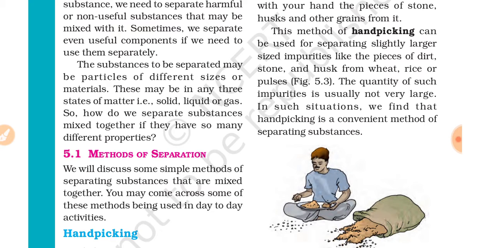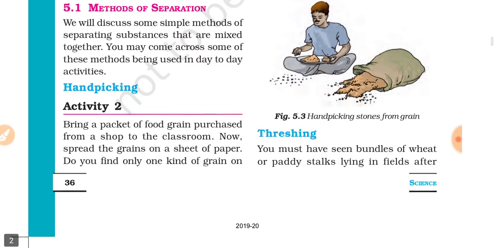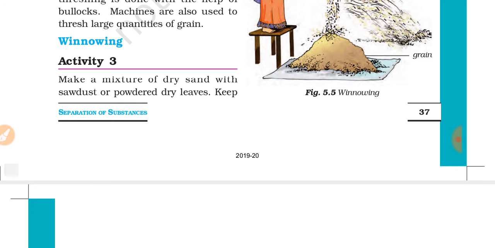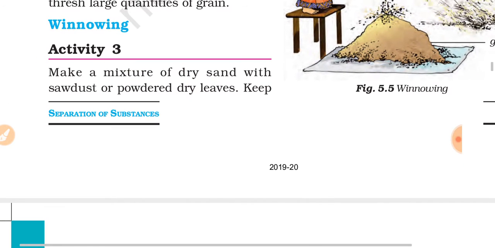Last week, in separation of substances, we already discussed hand picking and threshing. Today, we will discuss winnowing. For this, you have to do an activity.